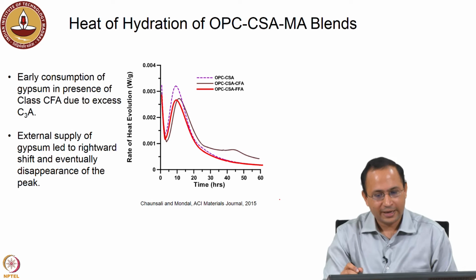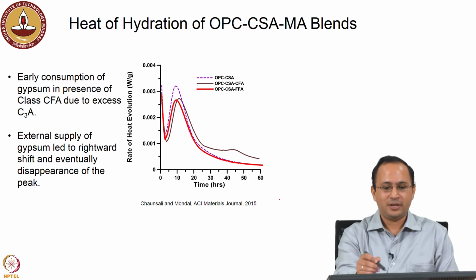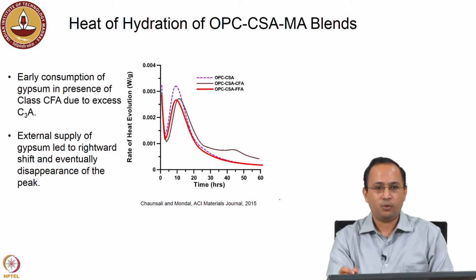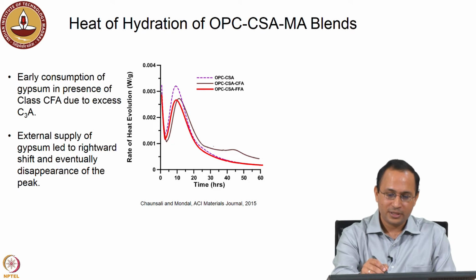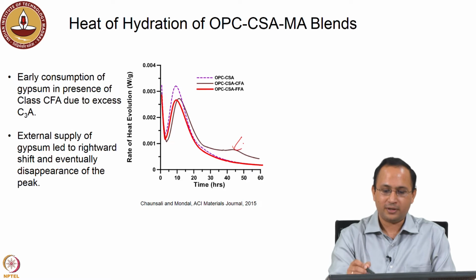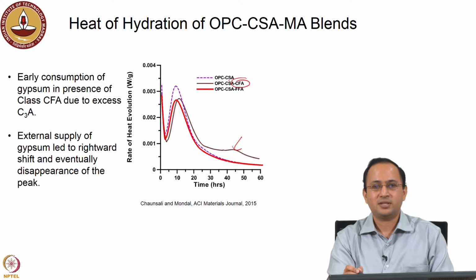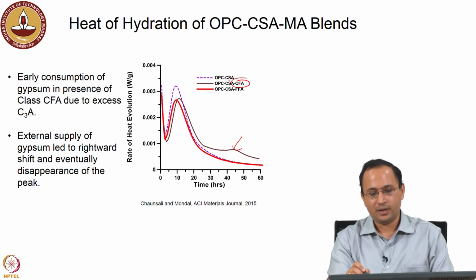Similar thing also can happen when you have mineral admixtures. So, here is the example. What happens when you have Portland cement, you have a CSA cement and class C fly ash and class F fly ash. Depending on the chemistry, you will see very different behavior. You notice that this shoulder occurs only in the mix where you have class C fly ash. As we saw earlier, usually any shoulder after the main peak can be attributed to gypsum depletion.